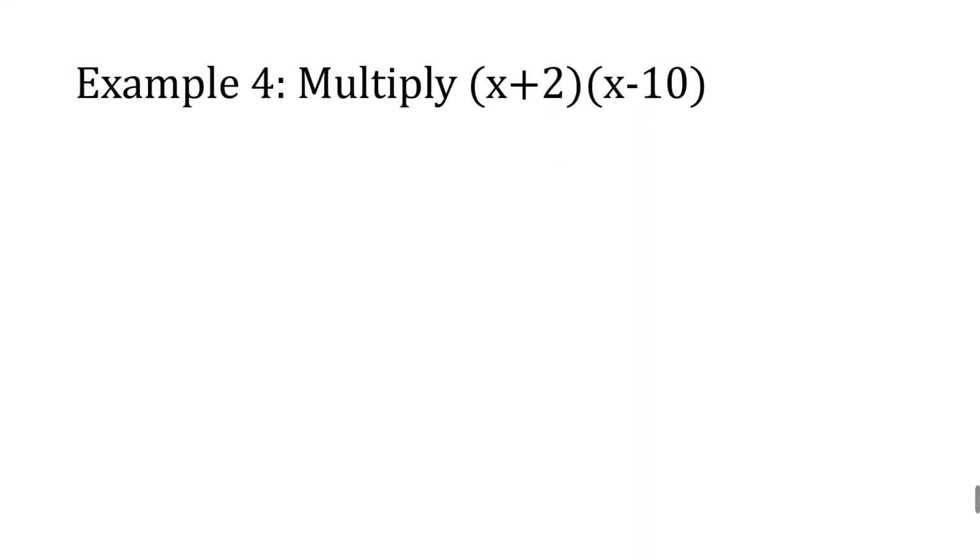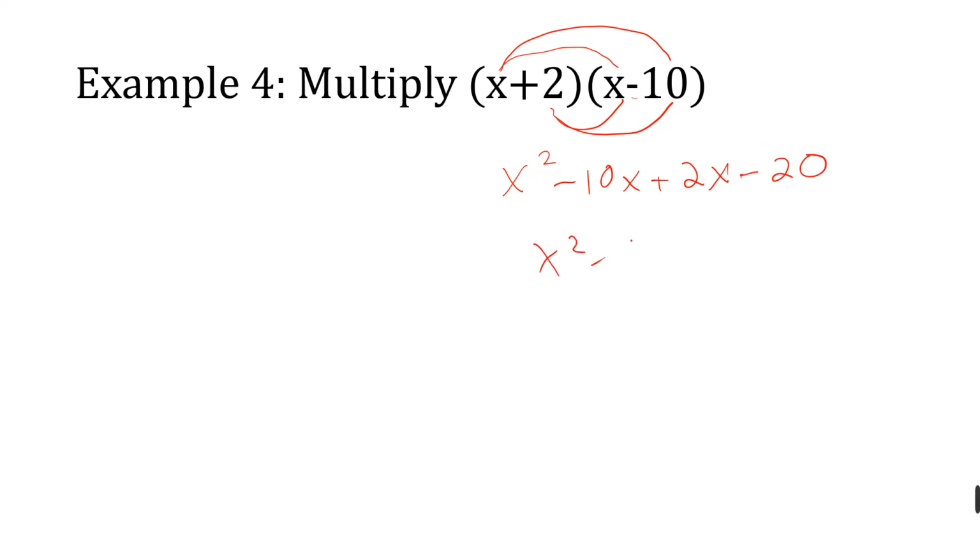Okay, example 4. Now we're going to put a minus on the second number here. So FOIL first, x times x is x squared. Outer, x times minus 10 is minus 10x. Inner, 2 times x is positive 2x. And last, 2 times negative 10 is negative 20. X squared minus 8x minus 20.